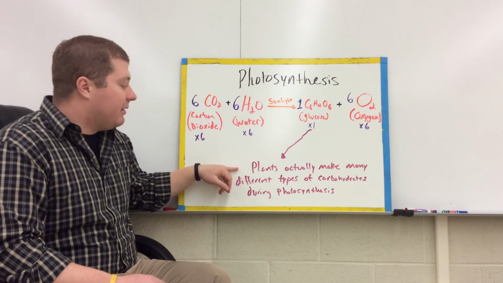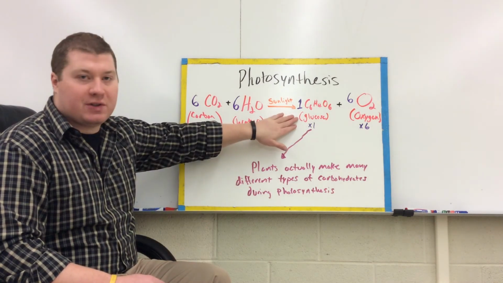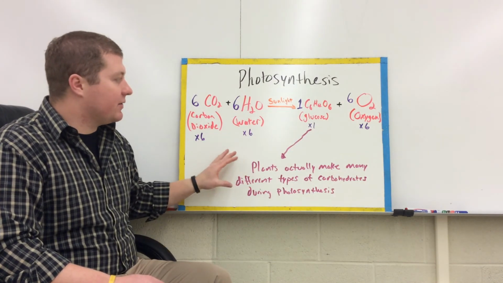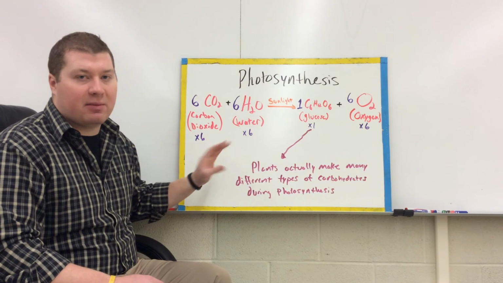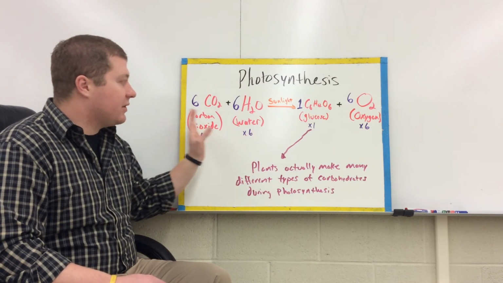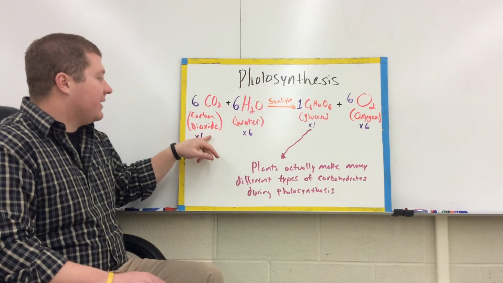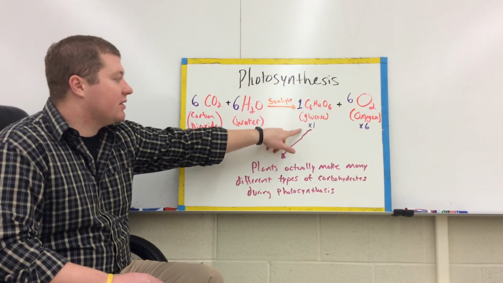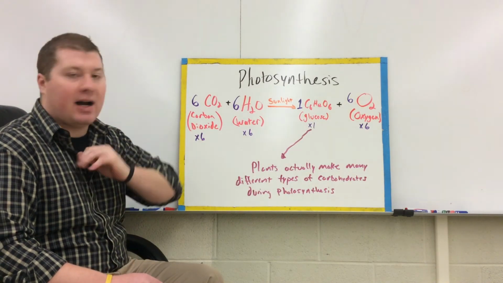Plants actually make many different types of carbohydrates, not just glucose. This is the process that we're going to focus on, but understand that there are many types of carbohydrates that plants make through this process. So this is the overall reaction again: 6 carbon dioxides, 6 waters, you need some sunlight to make a glucose and some oxygen.